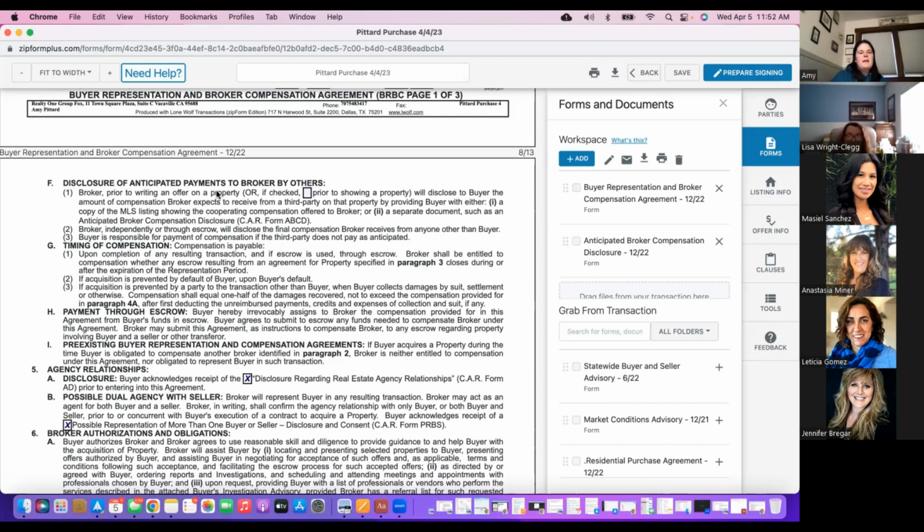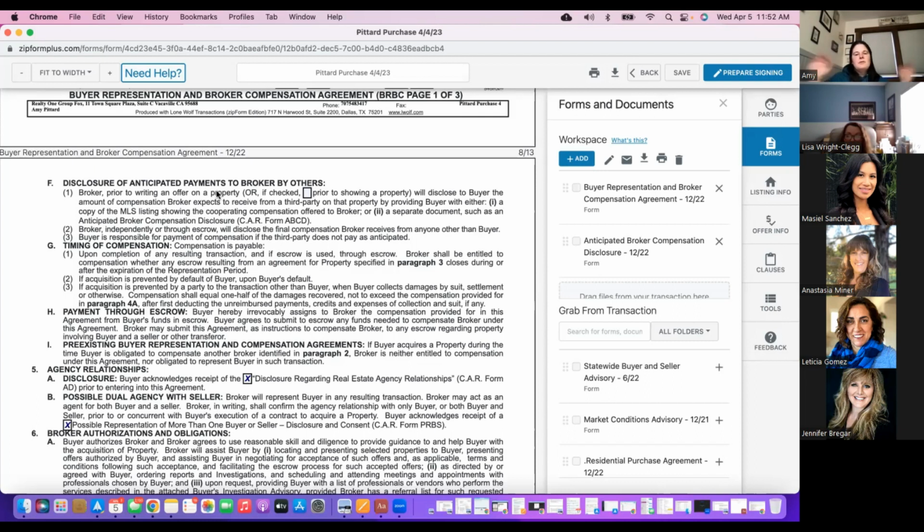Okay. Pre-existing buyer representation and compensation agreements. If buyer acquires a property during the time buyer is obligated to compensate another broker identified in paragraph 2, broker is neither entitled to compensation under this agreement nor obligated to represent buyer in such transaction, right?